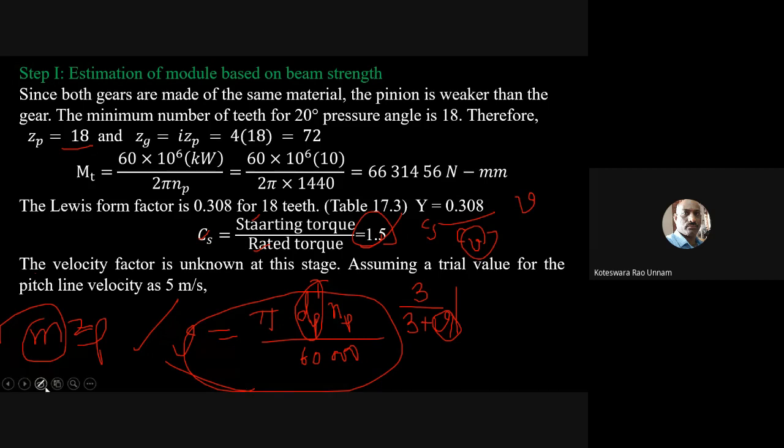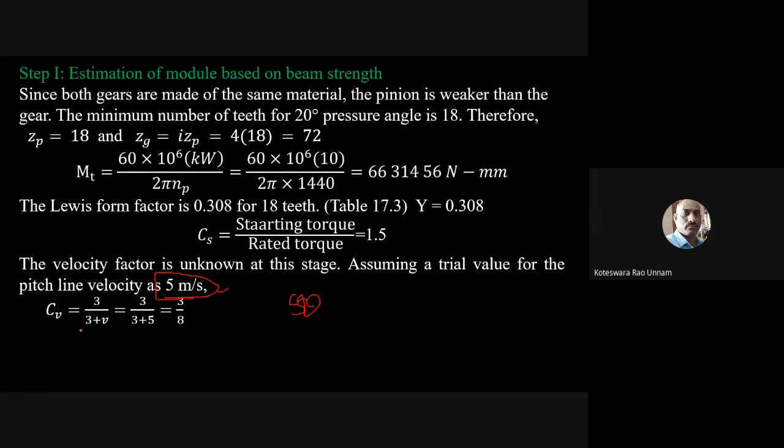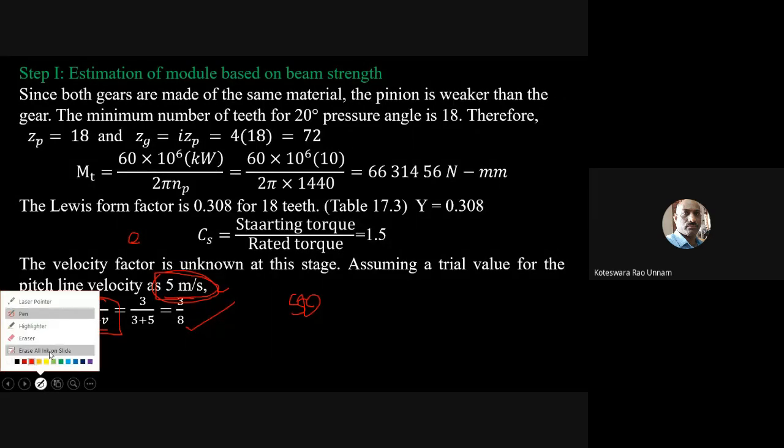So then what we'll do is, as the initial trial, we'll assume some velocity for V. Here he has taken it as 5 meters per second. So with this 5 meters per second, CV can be calculated now. CV is going to be 3 by 3 plus V, because it is less than 10 meters per second. So this comes out as 3 by 8. Now you are in a position to calculate the effective load. Your effective load P is nothing but CS into PT divided by CV. You can calculate that now, provided you know the PT value.